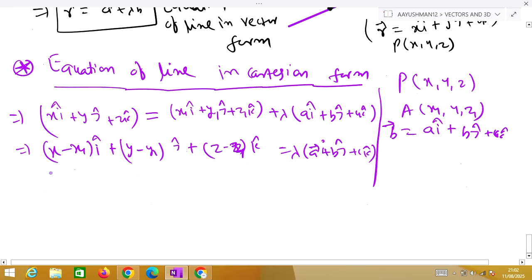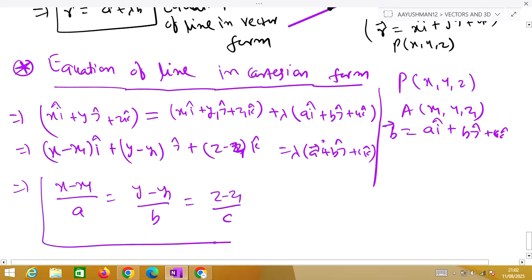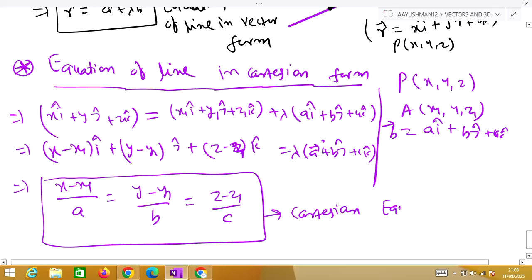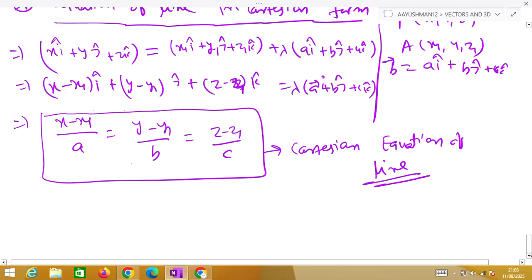So what we can say here, that (x minus x1) by a is equal to... the coefficient here is a, and here x minus x1. Similarly (y minus y1) by b is equal to (z minus z1) by c. So this is nothing but the Cartesian equation of line. So this is the Cartesian equation of line. We have written this when one point on the line and direction were given.